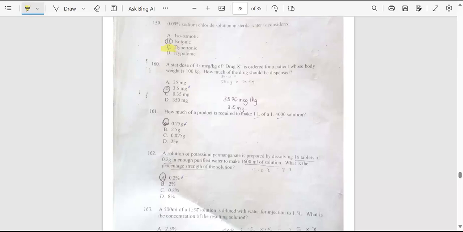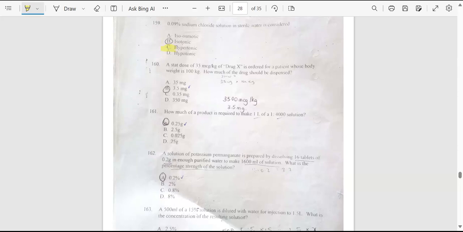But okay, I think it is hypotonic. We're saying the one with more osmotic pressure and more ions is what we call hypertonic. What he means is the surrounding environment, that's the sterile water, has low concentration of sodium as compared to the sodium chloride solution itself.